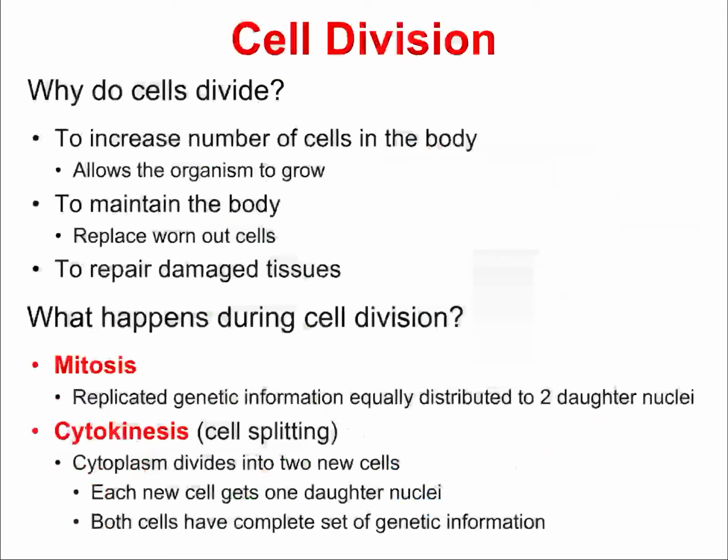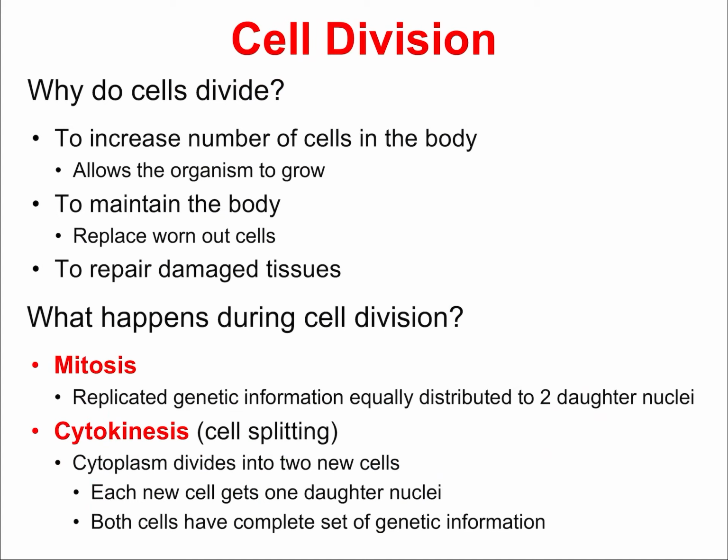So cell division, why do cells divide? Well, one is to increase the number of cells in the body. So as you grow from a fetus to a baby, from a baby to a toddler, toddler to teenager, teenager to adult. Another is to maintain the body, so your cells are dying, and if cells die, they must be replaced. And then to repair damaged tissue.